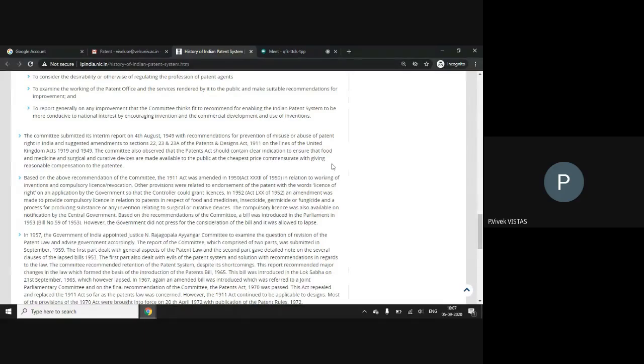In 1952, an amendment was made to provide compulsory license in relation to patents in respect of food and medicines, insecticide, germicide, fungicide, and a process for producing substance or any invention relating to surgical or curative devices. So in 1952 they made it compulsory: only if you have a patent can you go for the production, either in food, medicines or any germicide or insecticide production, or in any invention related to the surgical or the curative devices.